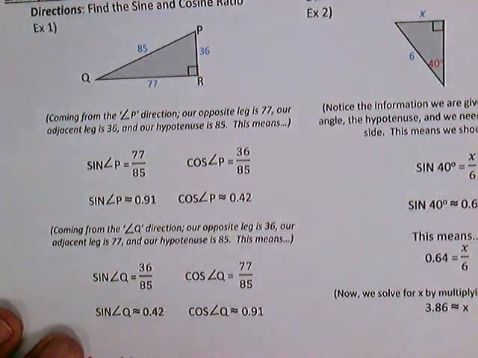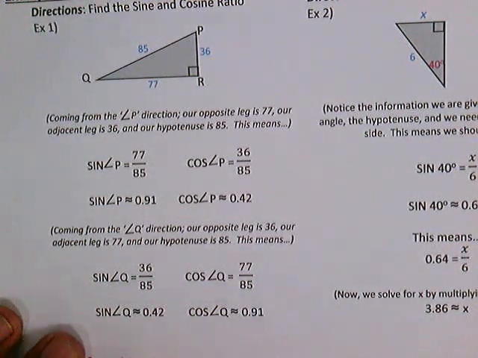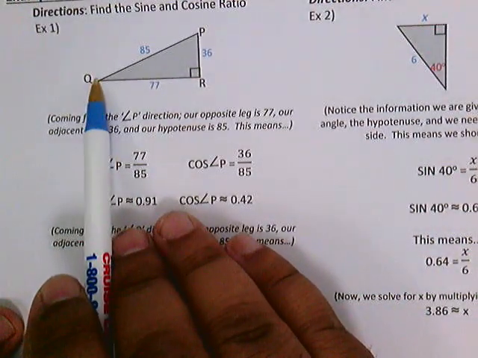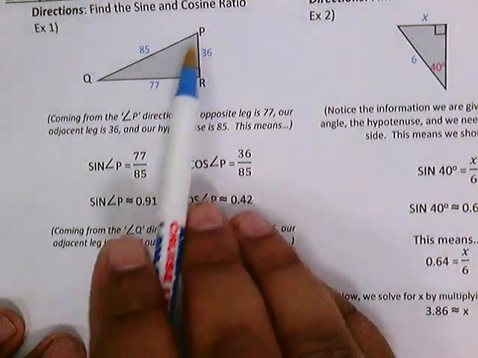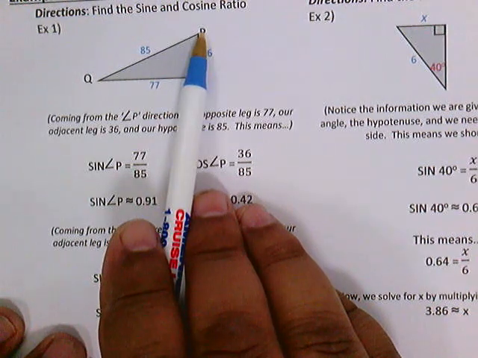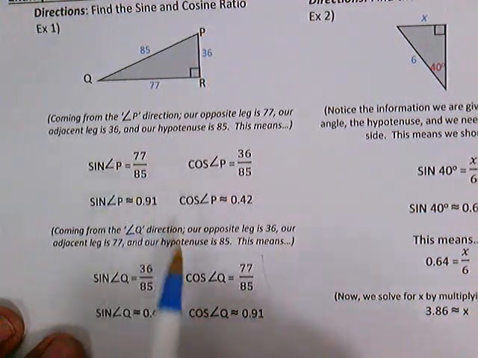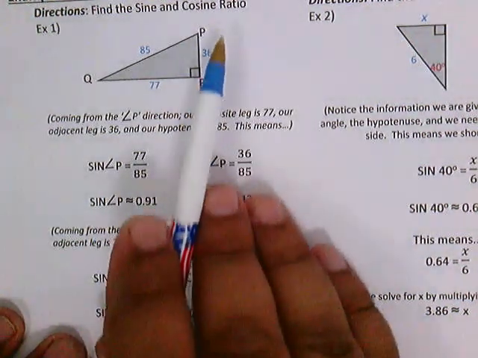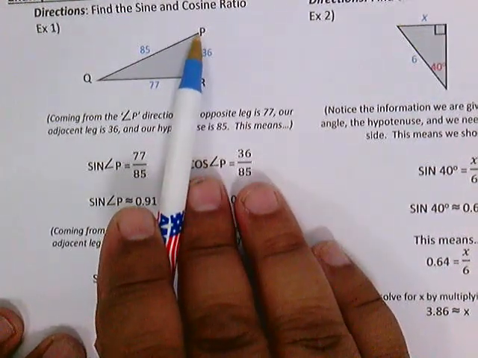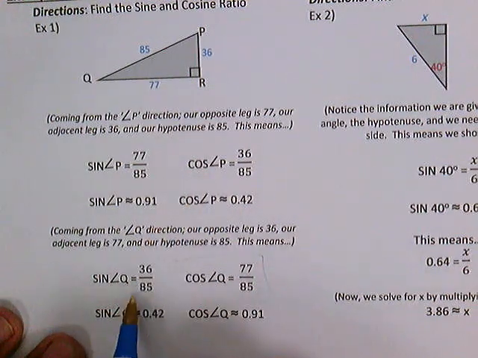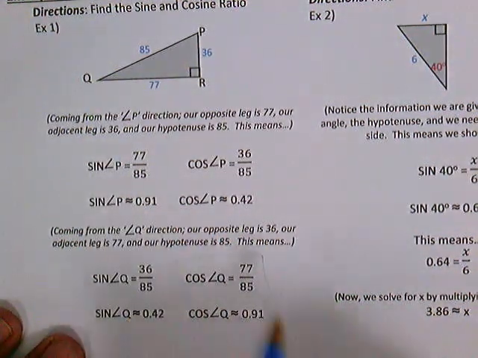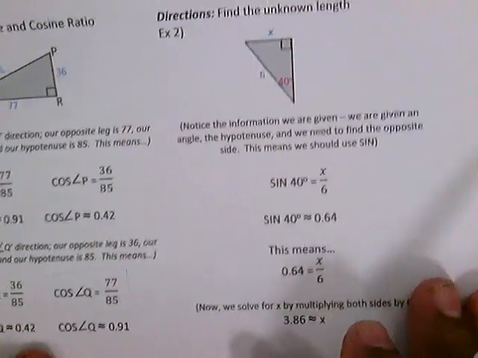Now, one more thing I want to point out to you if you hadn't already noticed. The cosine from one corner is the sine of the other corner. That's the relationship between sine and cosine. They're inverse. All right. One more time. The cosine from one corner is the sine coming from the other corner. Now, that might be useful to us. It might not, but that'll help us understand our ratios.